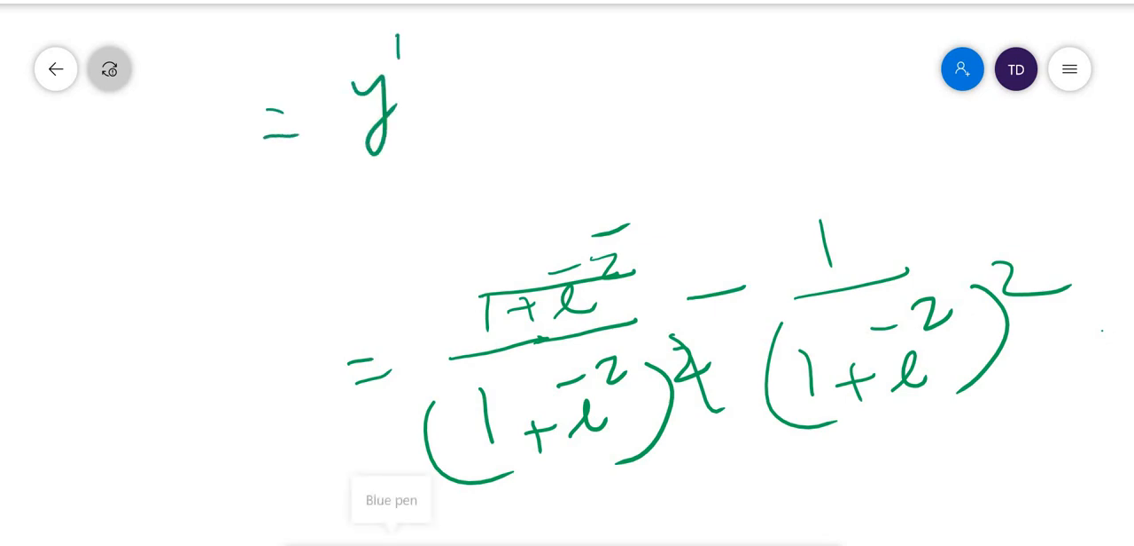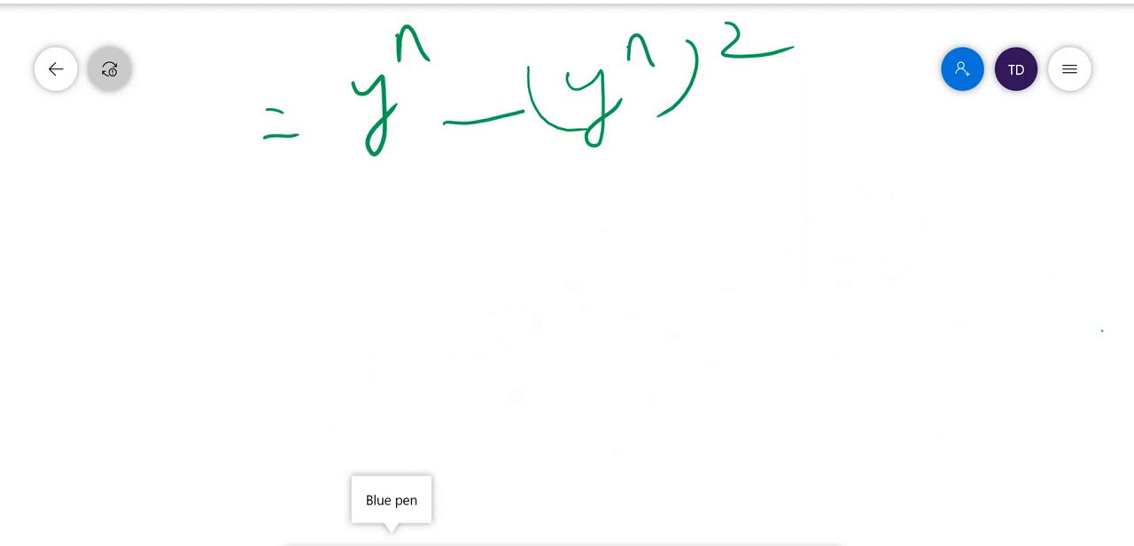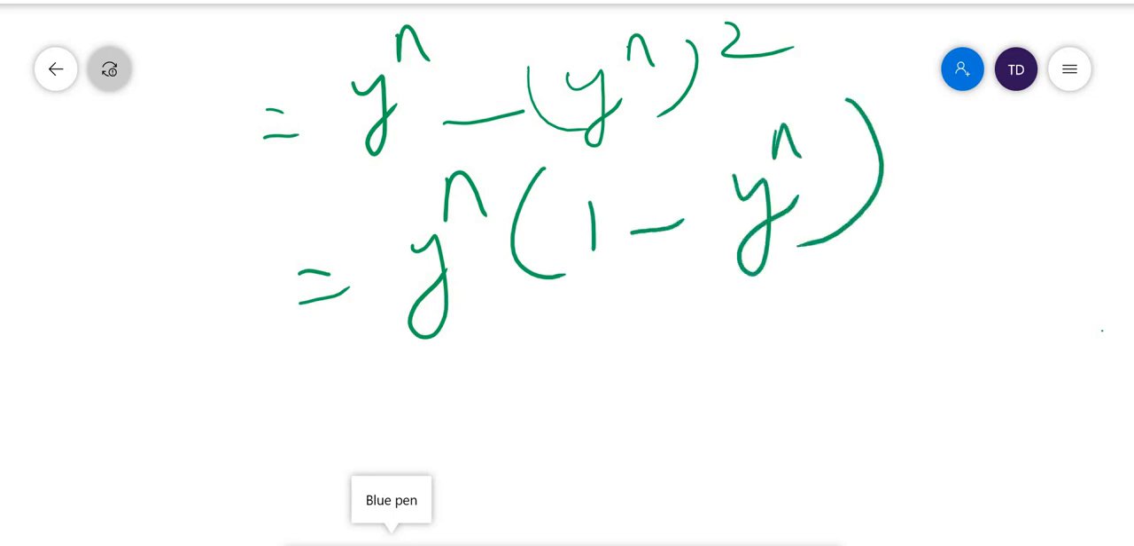So it is y cap minus, this is 1 by 1 plus e raised to minus az the whole square is y cap the whole square. So again we can take y cap common. So it is equal to y cap into 1 minus y cap. So this is the equation you got for dou y cap by dou z.